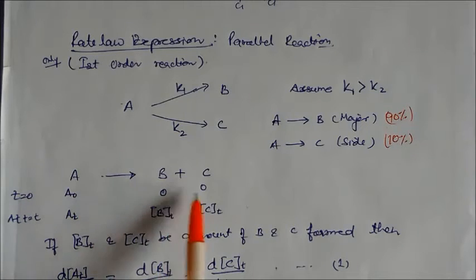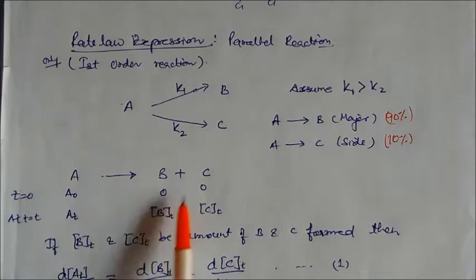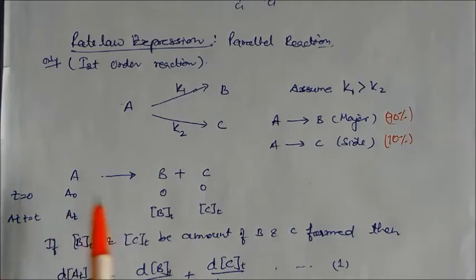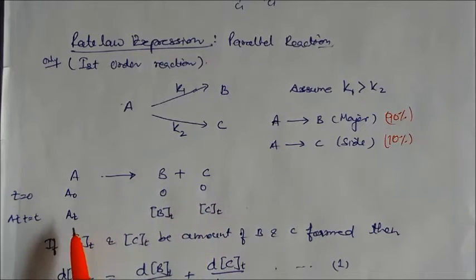A is converting to B and C. Initially, when t is equal to 0, this is A0, and B0. At any time t, A is converting to B and C. Both are different at any time t, and this will be At.